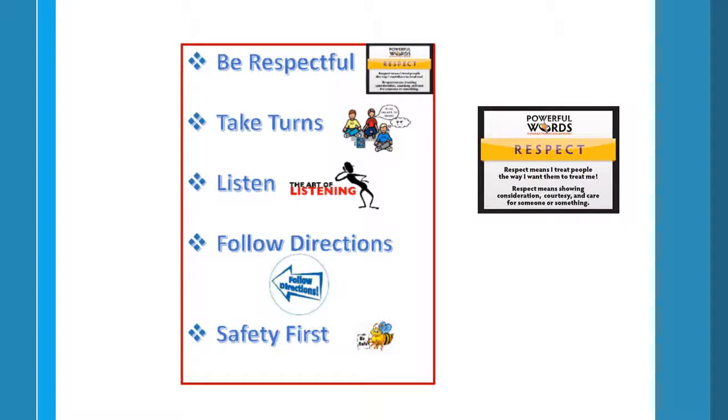Here's an example of a rule chart that you might want to have in therapy. And I always think it's important to add a picture or something that helps clarify what you mean by each of the rules. The first one, be respectful, was a little bit hard to find a good picture for. So I actually went to a little chart that I found on the internet that explains what respect is. Respect means I treat people the way I want them to treat me.